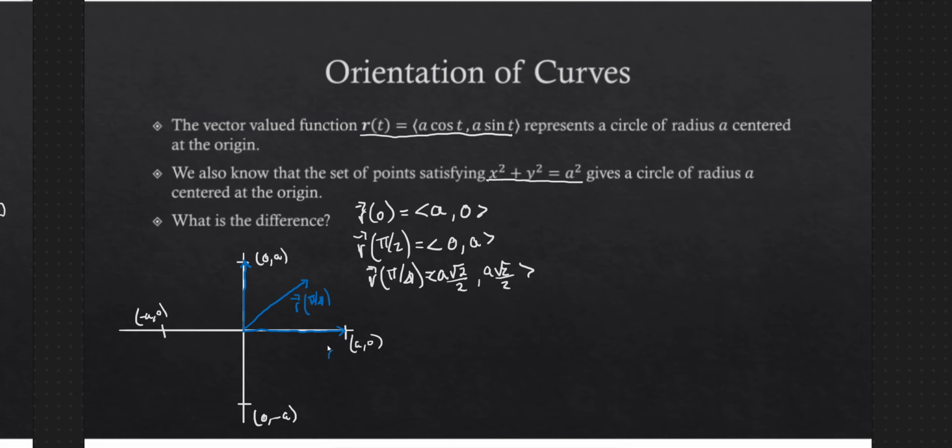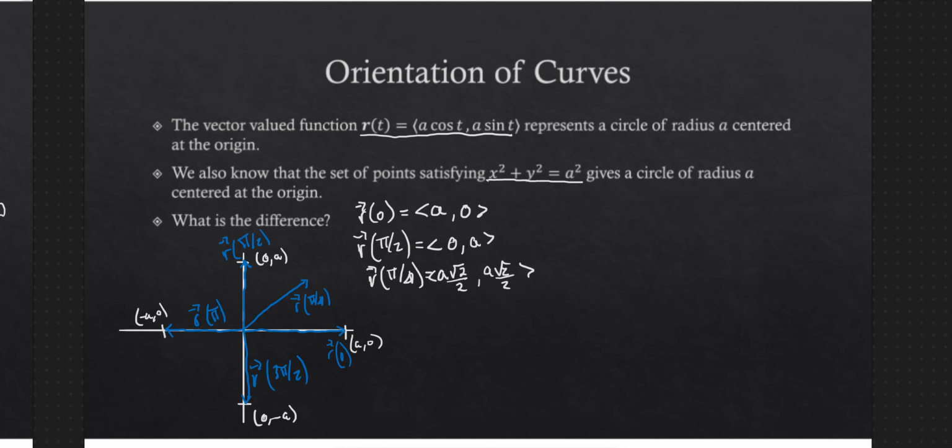This vector here is r of 0. And here we have r of pi over 2. So I can keep doing this. Right over here will be r of pi. And down here would be r of 3 pi over 2. And it gets back to here, and it keeps going. And so this is tracing out the circle with a certain orientation to it.